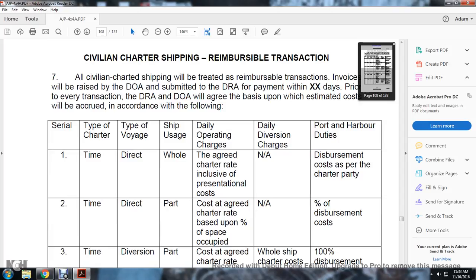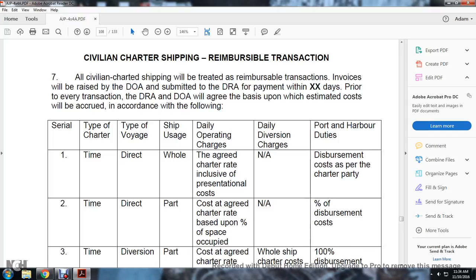Civilian charter shipping reimbursement transactions. All civilian charter shipping will be treated as reimbursement transactions. Invoices will be raised to the designated operating authority for submission with the designated requesting authority for payment of the XX days prior to every transaction. The designated requesting authority and the designated operating authority will agree on the basis of the estimated cost procured in accordance with the following: time, direct hull, and agreed charter of the enclosed with the representative costs not applicable.